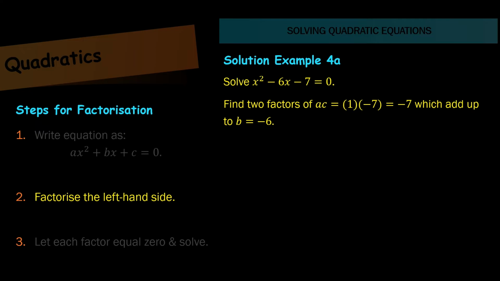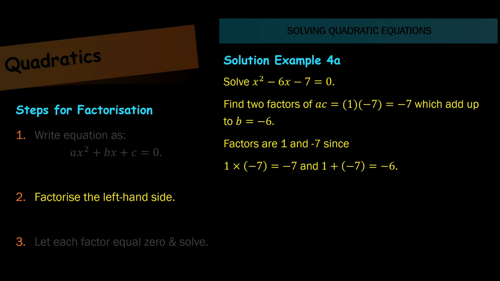We need to find two factors of AC equals 1 times minus 7 equals minus 7, which add up to b equals minus 6. This is where the 1 times minus 7 comes from, i.e. AC. And this is where the b comes from, b equals minus 6. The factors that satisfy this property are 1 and minus 7. Since 1 times minus 7 is minus 7, and 1 plus minus 7 is minus 6.